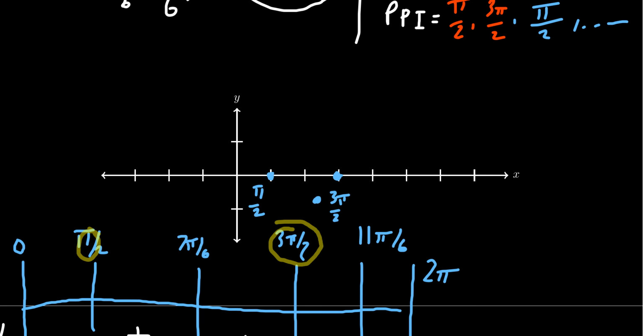Right here. So here's our 2 pi. Here's our 0. And so if we connect the dots, our y-intercept before was 1/2, wasn't it? So if we connect the dots, we're going to get this one right here.